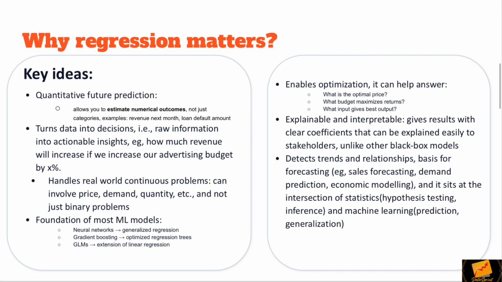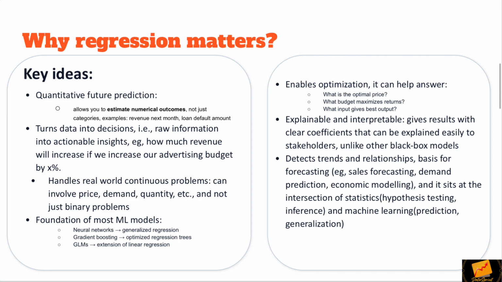It forms the foundation of many machine learning models. Neural networks can be seen as generalized regression models, gradient boosting builds on regression trees, and generalized linear models extend regression concepts. Regression also enables optimization, allowing us to answer questions like what is the optimal price, what budget maximizes returns, and which input combination gives the best output.